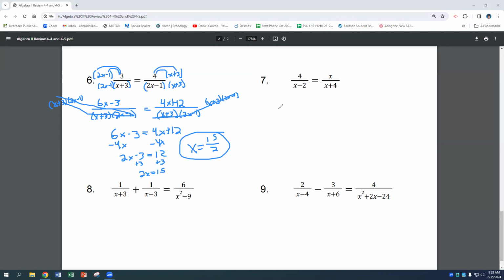All right, the next one, common denominator. So I have an x minus 2 and an x plus 4, so I need to include both of them. So x minus 2 times x plus 4. X minus 2. X plus 4. Hand's getting a little cramped here, writing.